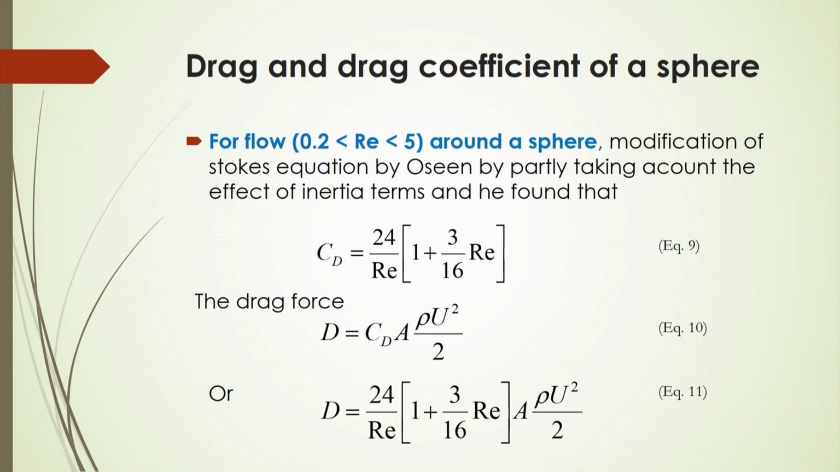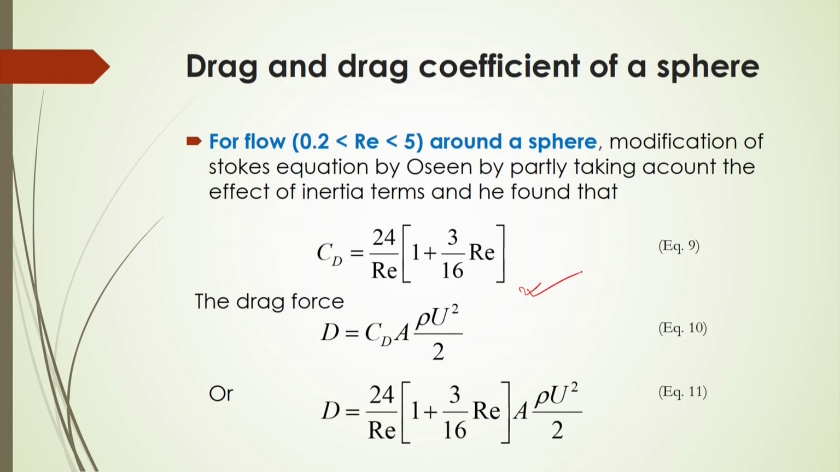Whereas for flow where the Reynolds number is less than 5 but greater than 0.2 around a sphere, you will see there is a modification of the Stokes equation, done by Oseen by partly taking into account the inertia terms, and he found that the drag coefficient should be equal to this, as shown in equation 9. And as per the definition of this drag force, you can substitute equation number 9 in equation number 10, and then you can get the drag force as equation number 11.